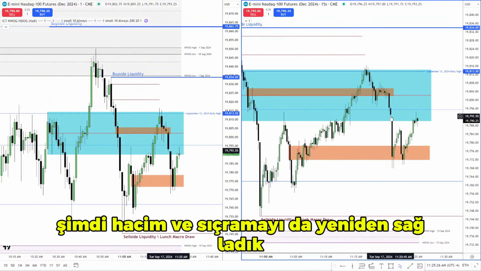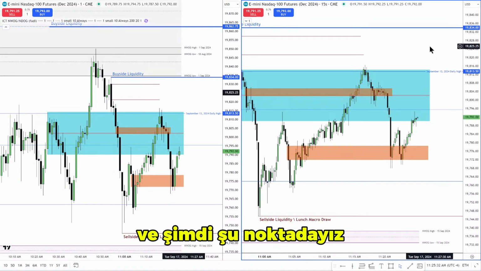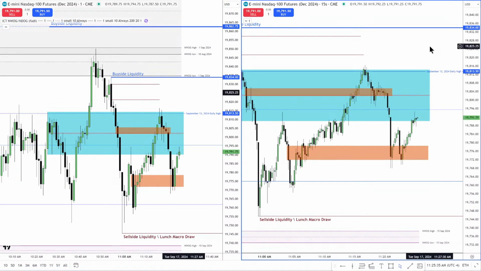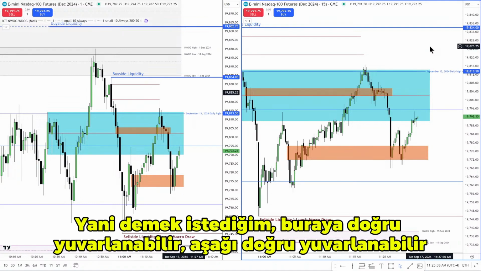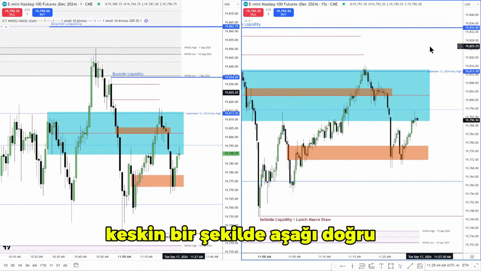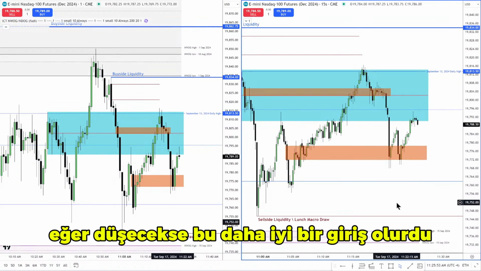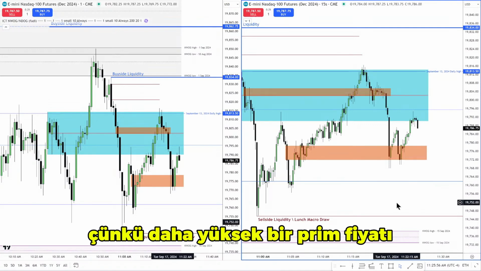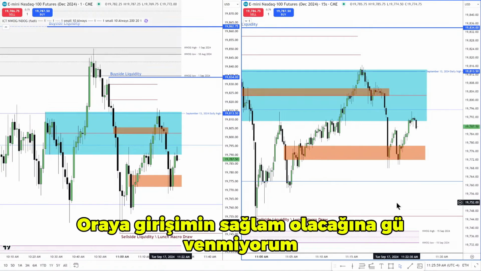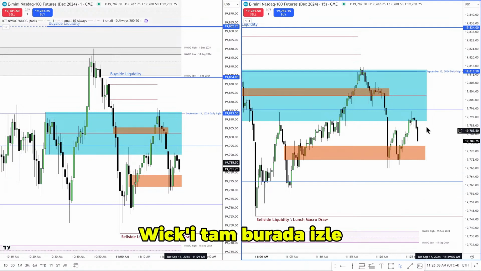Now we got the volume imbalance redelivered too. It could roll over here lower, but it needs to show a displacement sharply down to the downside. I want something at mid-range of this gap down here. Even though this is a higher price, if it's going to drop, this would be a better entry because it's a higher premium price. I don't trust that my entry there would be sound. Watch that wick right here.